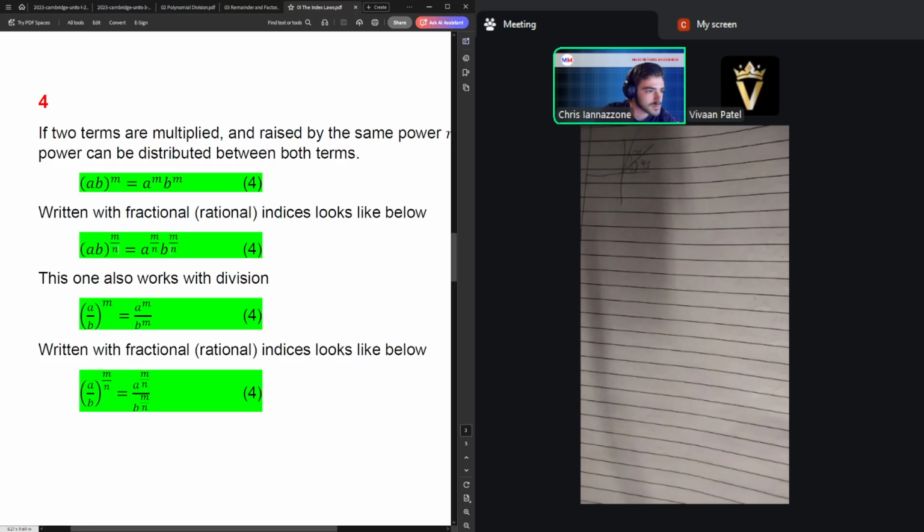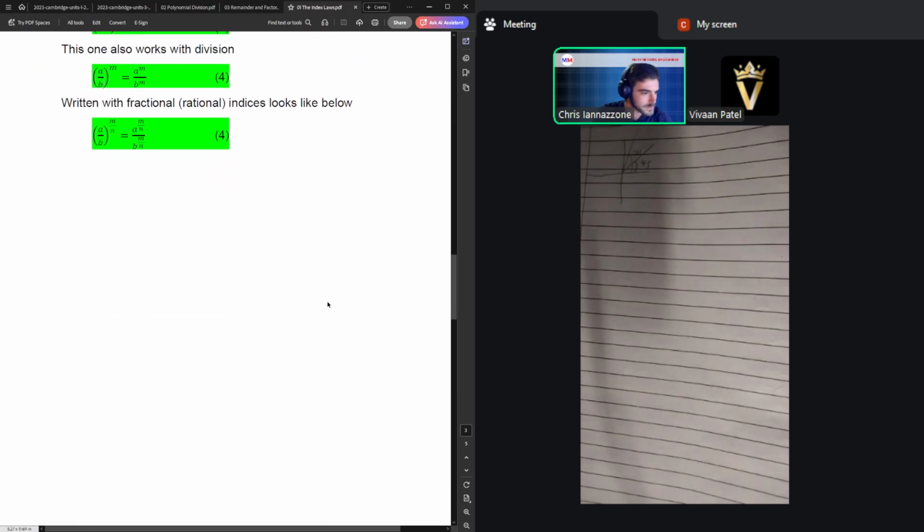So in the context of the index laws, when you have, for instance, one power of a product of two terms that can be distributed, whether it's a fraction or an integer is irrelevant. You handle it the exact same way. Same with distributing it through divisions.